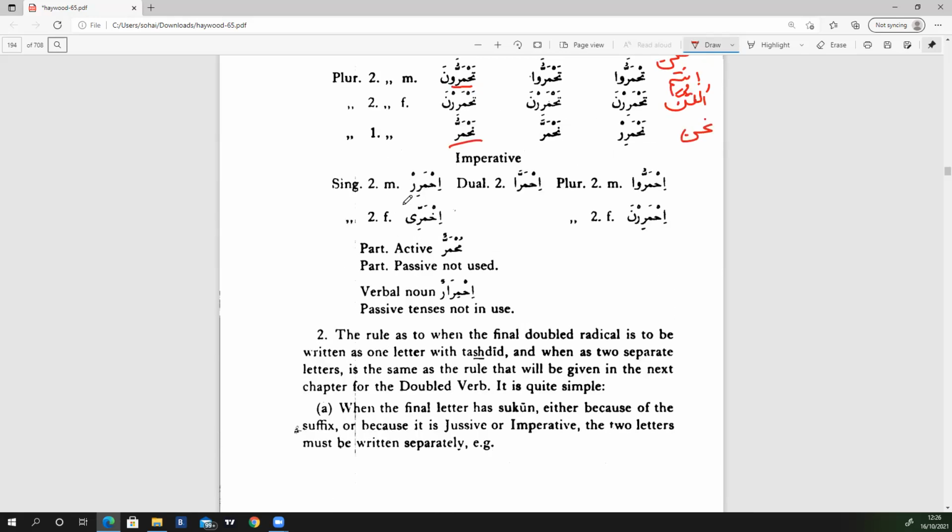The imperative is ihmarir, ihmarra for the dual, ihmarru for the plural. Ihmarri for feminine, ihmarra for dual feminine, and ihmarirna. Okay, which is muhmarrun. So the active participle, ism fa'il, is muhmarrun, and for ism maf'ul it says it's not used, and the passive is not used for this verb. So this makes it easy for you. All you have is the active.